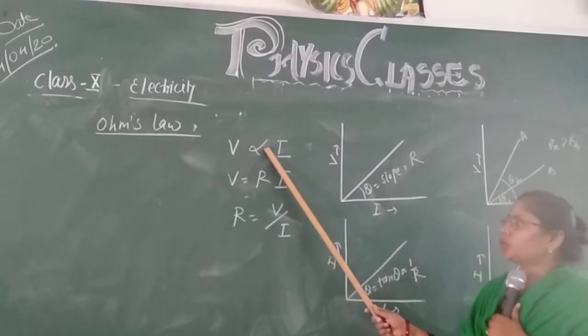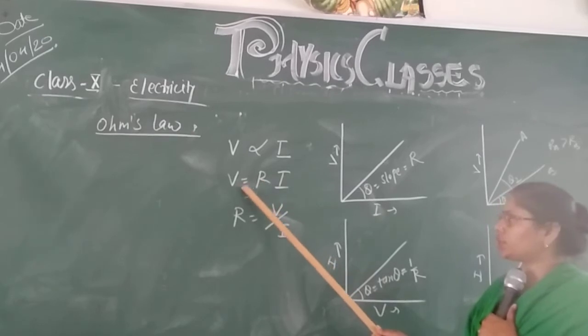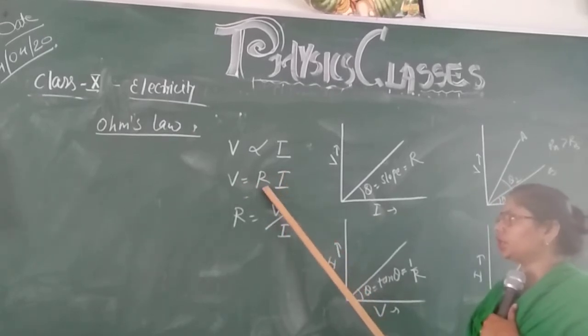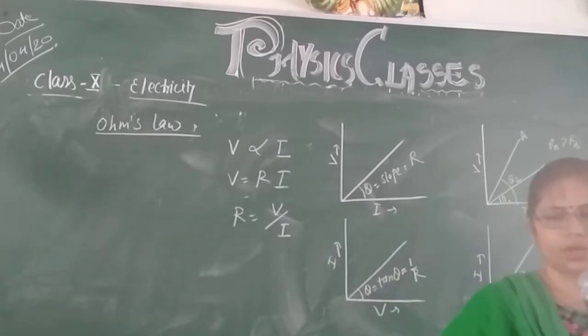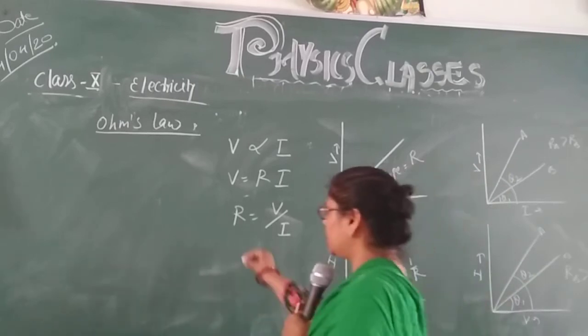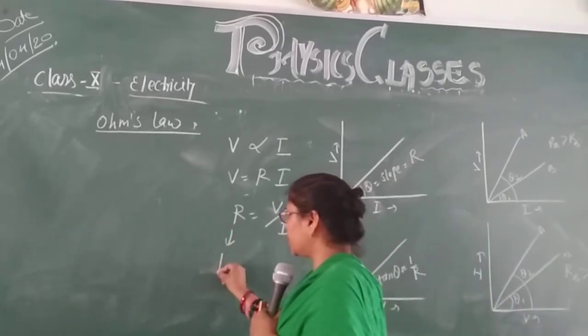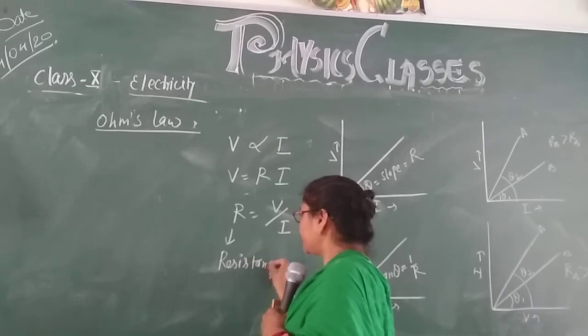On changing this proportionality constant, we get a new constant, that is resistance. V is equal to R I, where R is a constant. This constant is known as the resistance of the wire. Resistance is a property of a conductor.